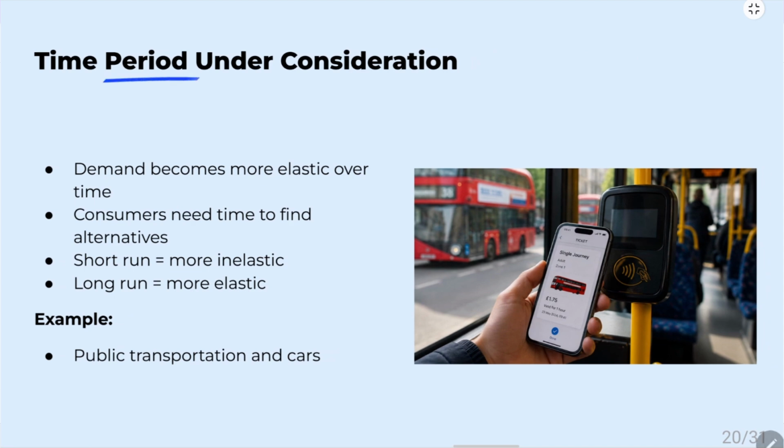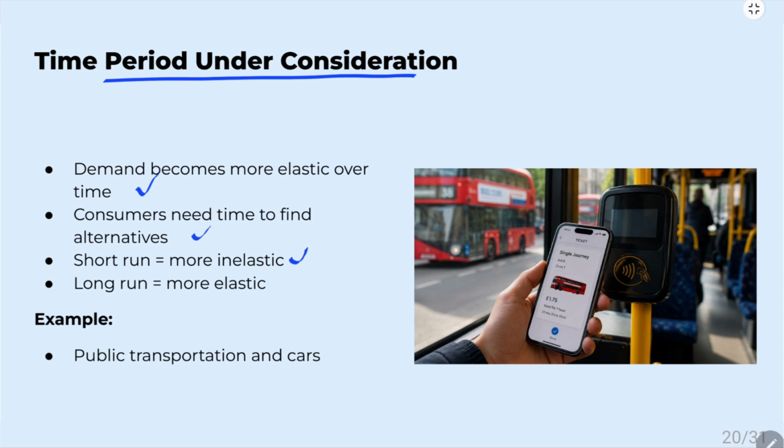The time period under consideration affects price elasticity of demand because consumers need time to adjust their behavior and find alternatives. In the short run, demand is usually more inelastic because consumers may not have enough time to change their habits. For example, if bus ticket prices suddenly increase today, many people may still continue using public transport because they need to travel to work or school immediately.